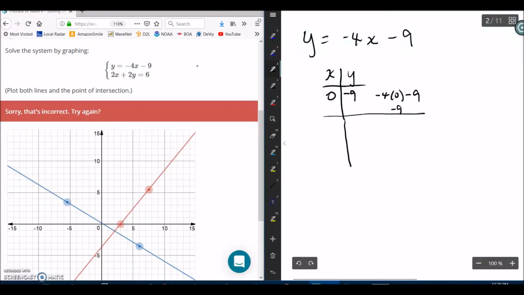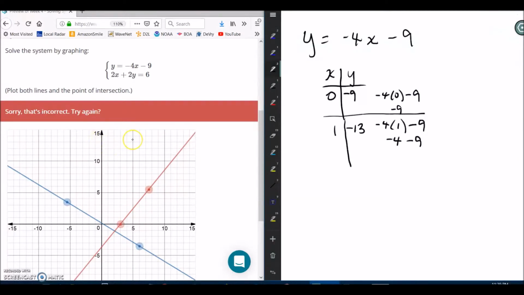That's the first point. To get a second point, letting x equal 1 would work out, I believe. Let's try it out. Negative 4 times 1 is going to be negative 4. Negative 4 minus 9 would be negative 13. That'll fit on this graph here. The graph goes up to 15, so we're safe in terms of it fitting on the graph. So those are the 2 points that we will plot for the first graph.